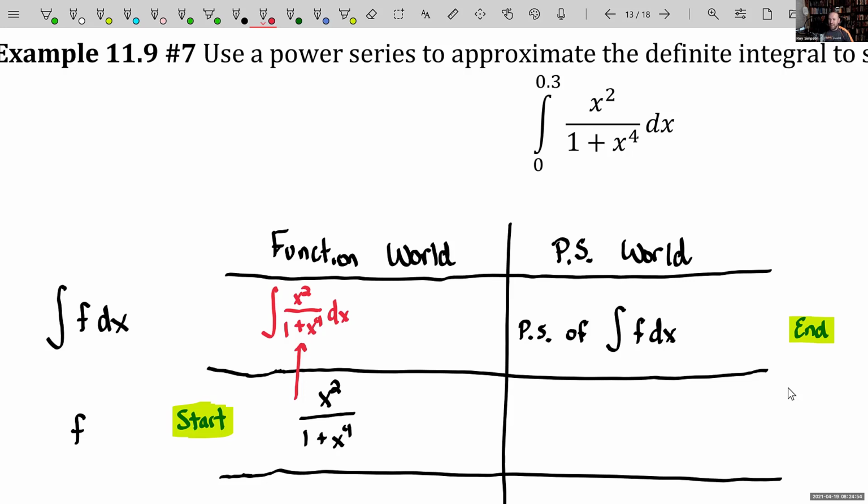Avi just sent me a message. Wouldn't it be much easier just to find the power series of f? You better believe it. Yeah. So this looks hard. Hard.